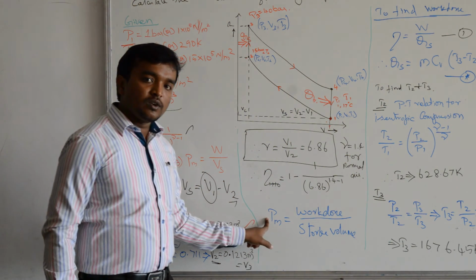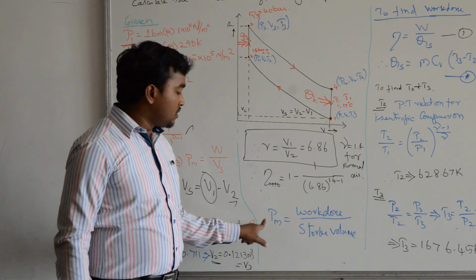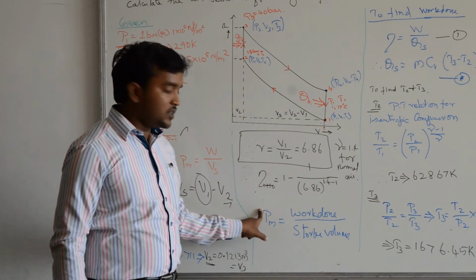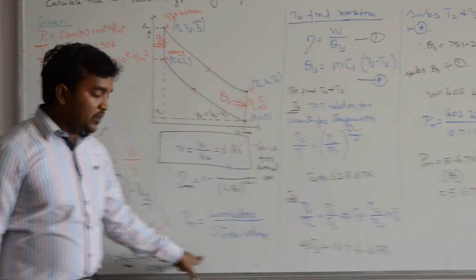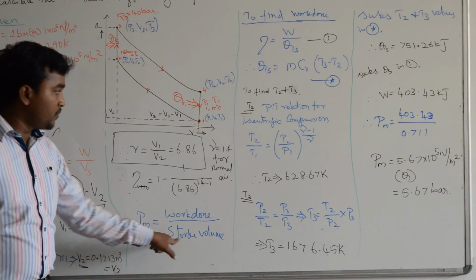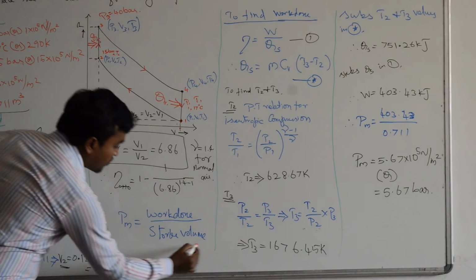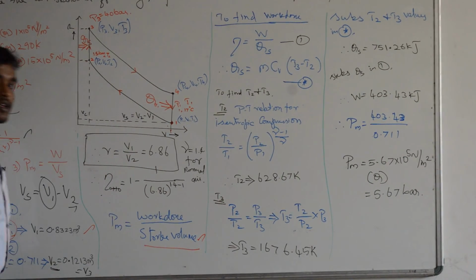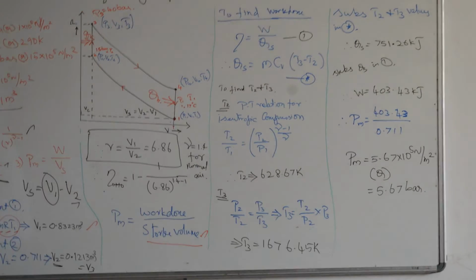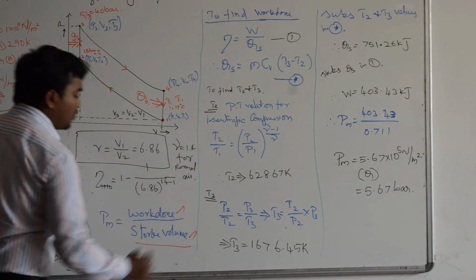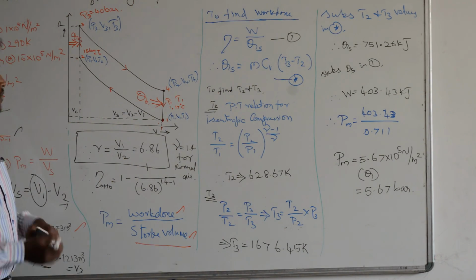Then we move to the mean effective pressure. The general formula for mean effective pressure is PM is equal to work done divided by stroke volume. What values do we know? We know the stroke volume, already given in the problem. Now we want to find the work done value. How to find the work done value?